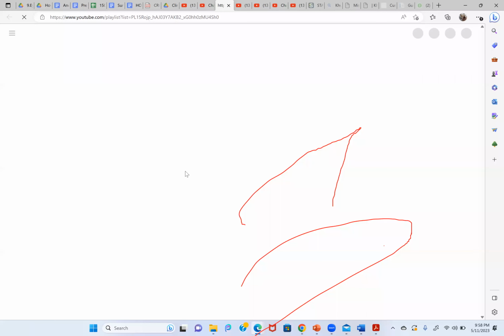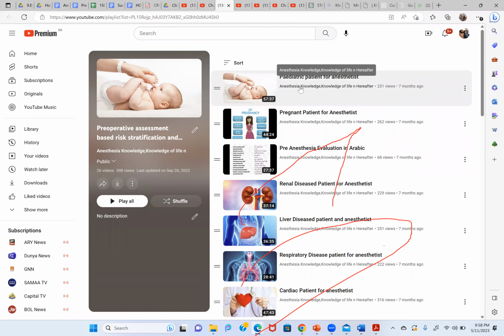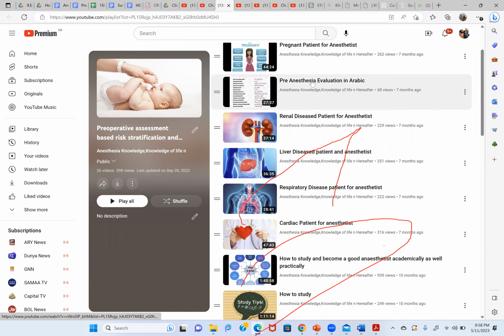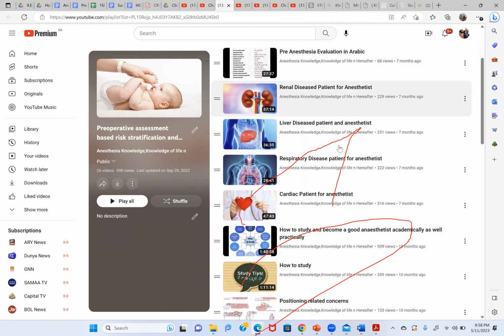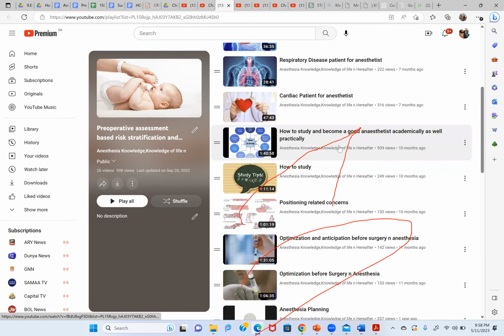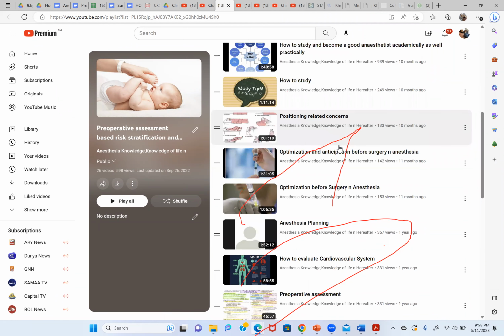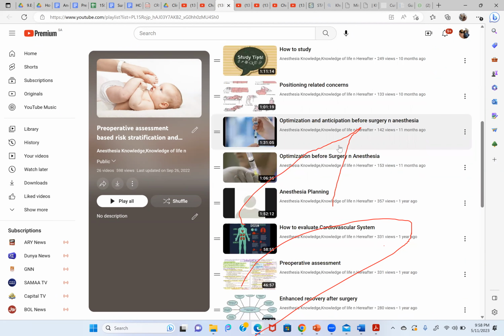Actually, for the last few discussions, the main chunk is here. This is what I wanted you to see, and you will come to know. I have discussed the pediatric patient for the anesthetist, pregnant patient, renal disease patient, liver disease patient, respiratory disease patient, and cardiac patient for the anesthetist. Okay, and position related concerns, optimization and anticipation before surgery.